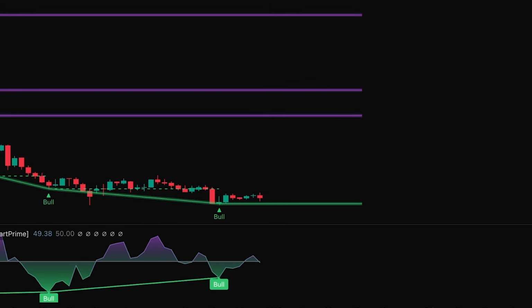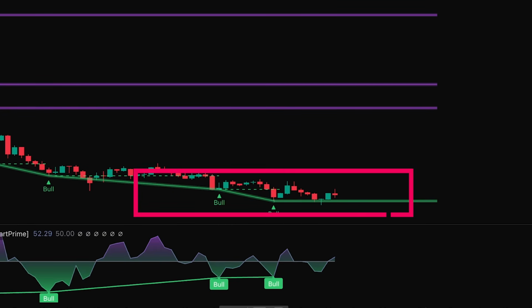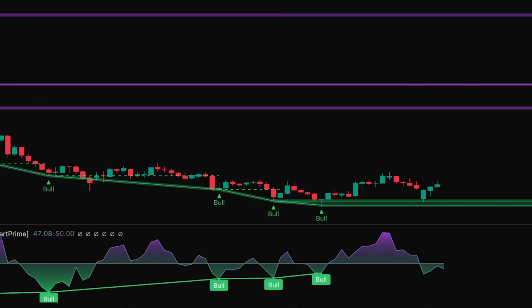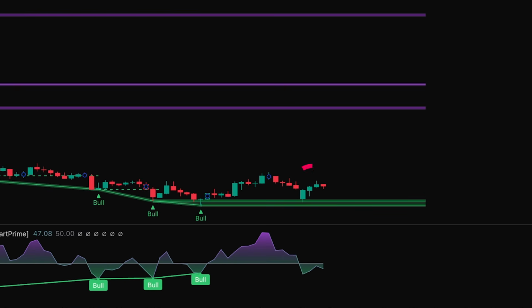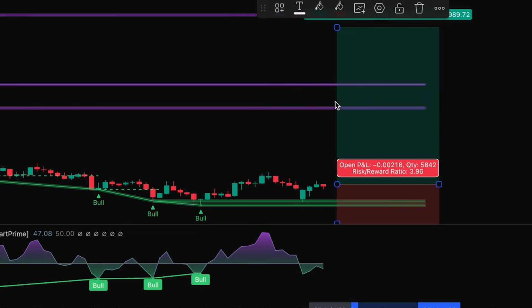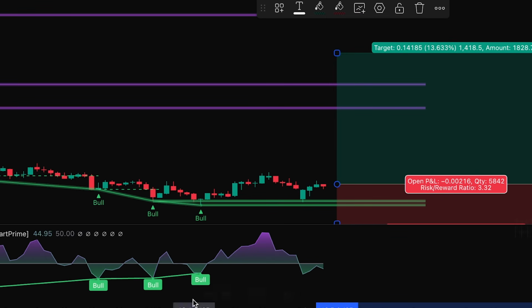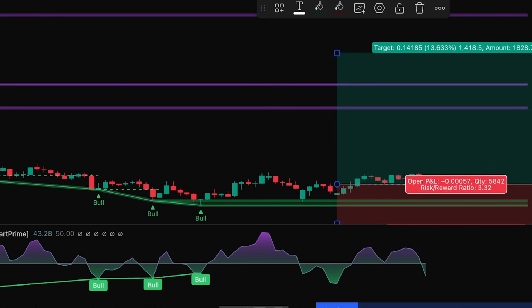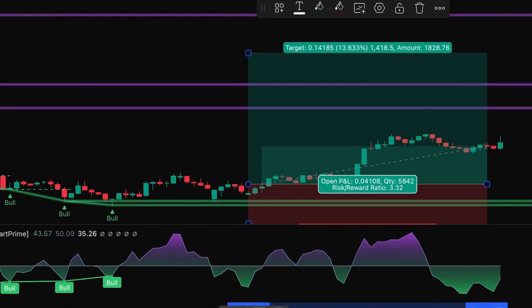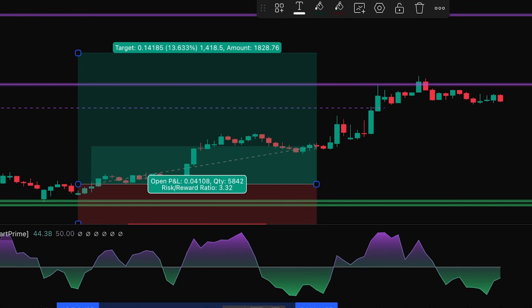For a long entry, wait for price to approach a bullish green zone from above. That's your potential support area. Look for signs of a bounce, like a hammer candle or the RSI crossing up from oversold. Enter long once price closes above the zone or shows confirmation. For example, if it dips to a triangle bull zone and holds, buy in. Stop loss idea. Place it just below the bullish zone. Take profit. Aim for the next bearish, red zone above as resistance.